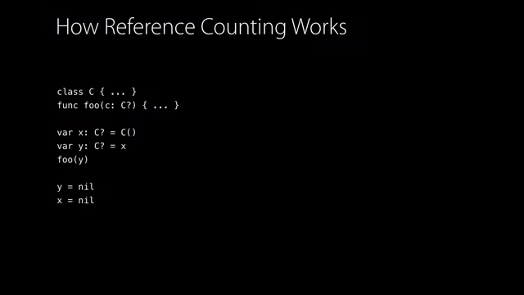So here I have a block of code. It consists of a class C, a function foo that takes in an optional C, and a couple of variable definitions. Let's walk through the code's execution line by line.